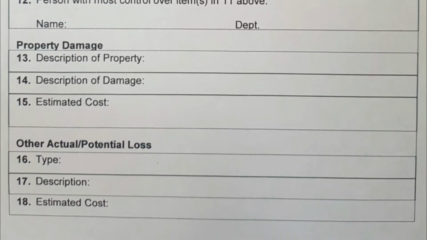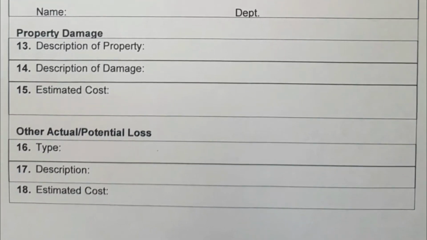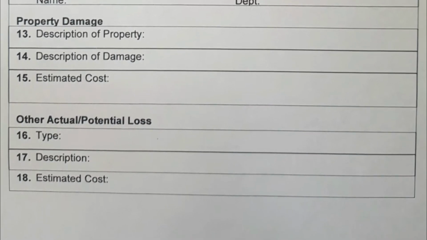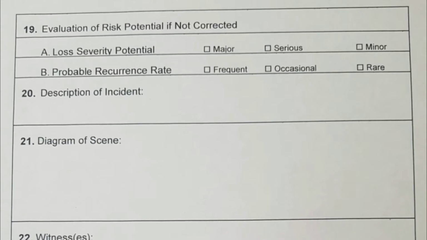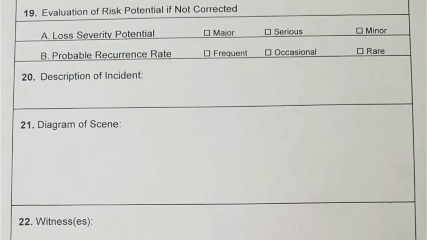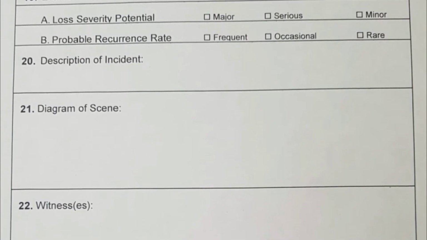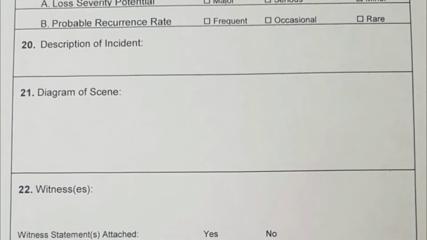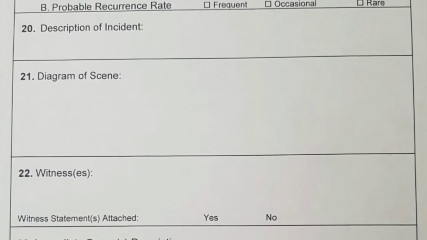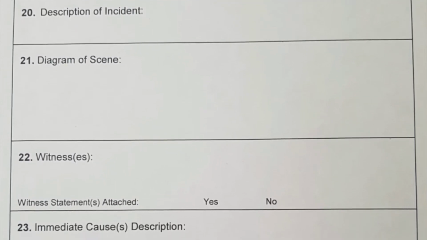Actual or potential loss that might have happened: type, description, estimated cost. We get into the second page here, and it's the evaluation of the risk potential if not corrected. So what's your loss severity? What's your frequency for reoccurrence? And we're going to write the description of the event.